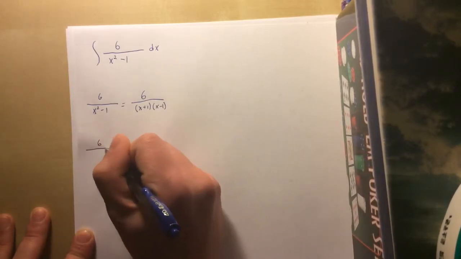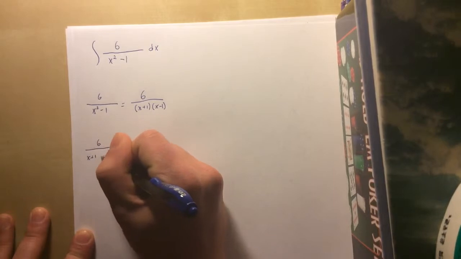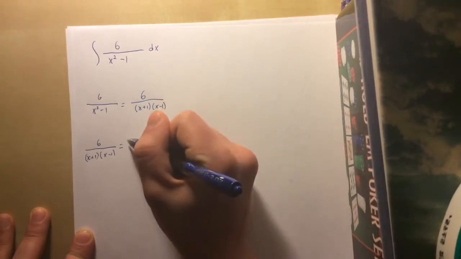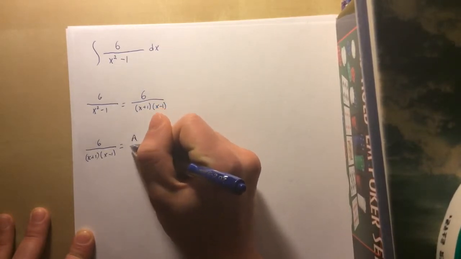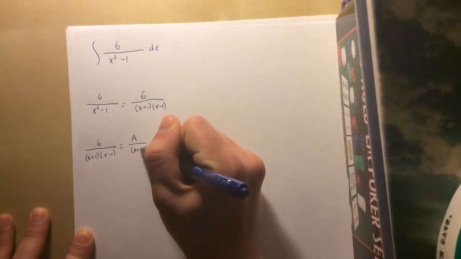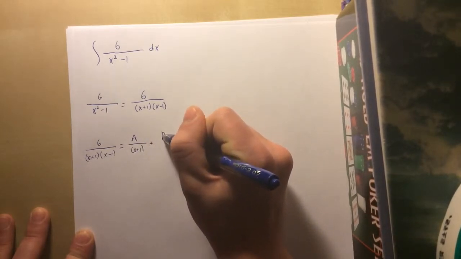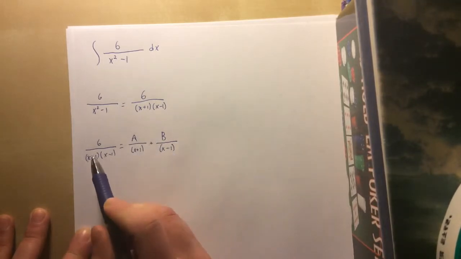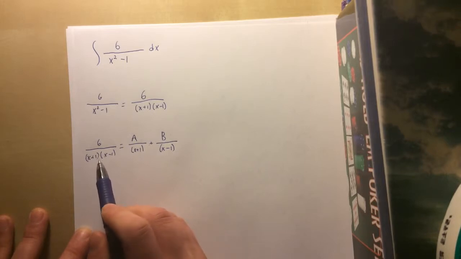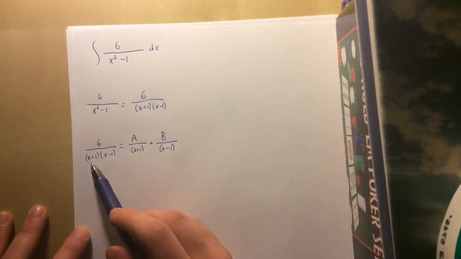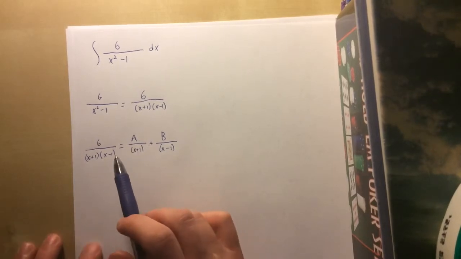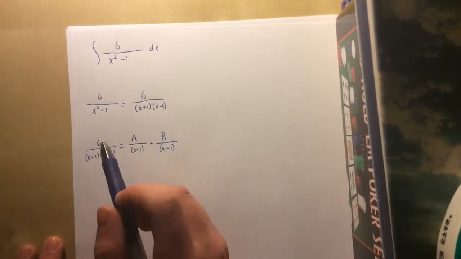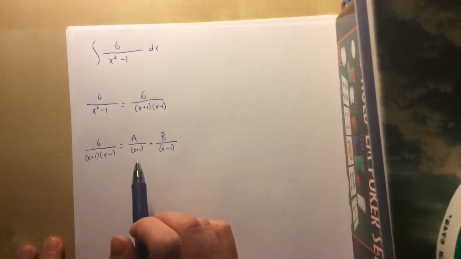So we're going to have to rewrite this as some constant over the first part plus another constant over the second piece. We're doing this when both of the pieces have a power of 1. So x plus 1 has a power of 1, and x minus 1 has a power of 1, so we just have a constant over the first part plus a constant over the second part. In the next videos, we'll go over what to do when you don't have a power of 1.